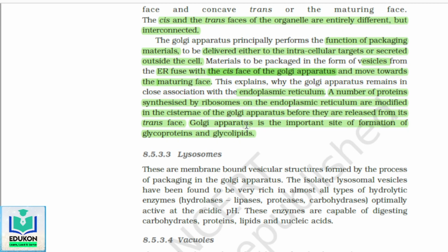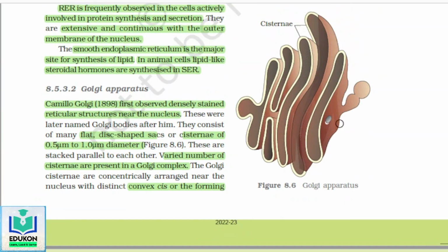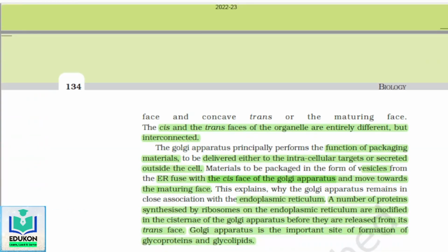Okay, so what is the Golgi complex? It is named after Camillo Golgi. They have parallel sac-like structures called cisternae. Cisternae are connected together and concentrically arranged near the nucleus. The materials to be packed from the endoplasmic reticulum fuse with the cis phase. This is the cis phase, this is the trans phase. From here the materials move along the cisternae towards the maturing phase before being released from the maturing phase. Now you understand the process.